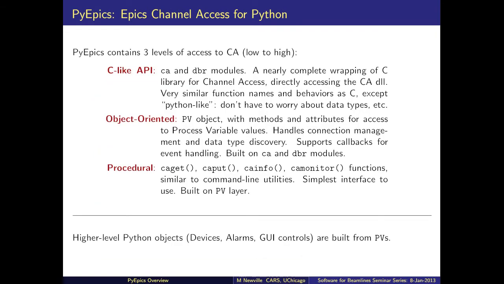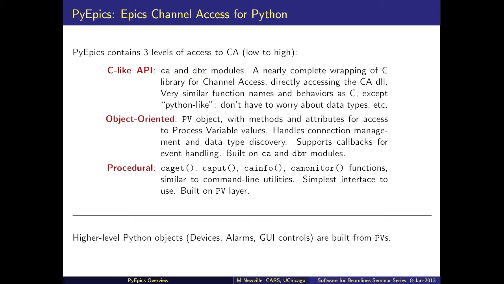The PyEpics channel access library for Python has 3 layers. This is after some years of working out how to do this right. The lowest level is a very close mapping of the channel access shared object library. So it's just like C, only it's in Python. It's as close to C as you would want to get, and has essentially all of the features of the C API. And it uses the DLL built with EPICS base.